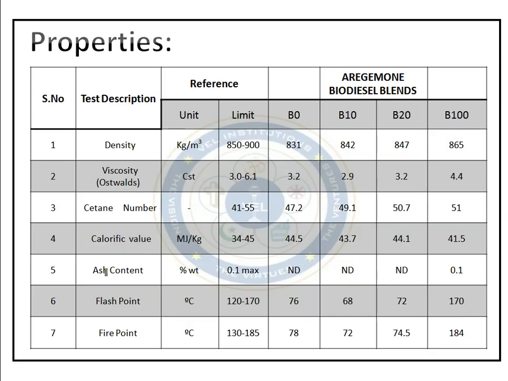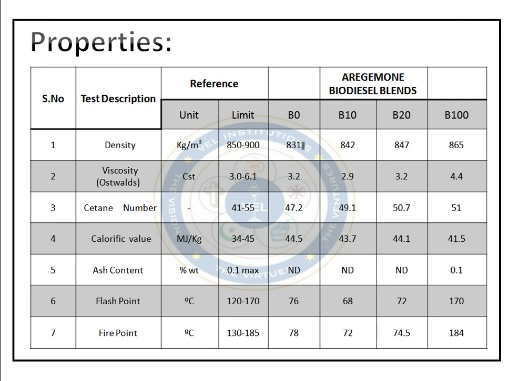These are the properties we obtain from the setup. Test description: density in kg per meter cube, viscosity in cSt, calorific value in megajoule per kg, sulphur content in percentage weight, flash point in degree centigrade, fire point in degree centigrade. For pure biodiesel, the density is 865, and for diesel it's 831.